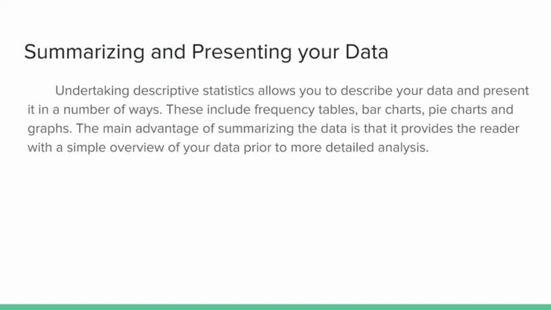The second step is summarizing and presenting your data. Undertaking descriptive statistics allows you to describe your data and present it in a number of ways. These include frequency tables, bar charts, pie charts, and graphs. The main advantage of summarizing the data is that it provides the reader with a simple overview of your data prior to more detailed analysis.